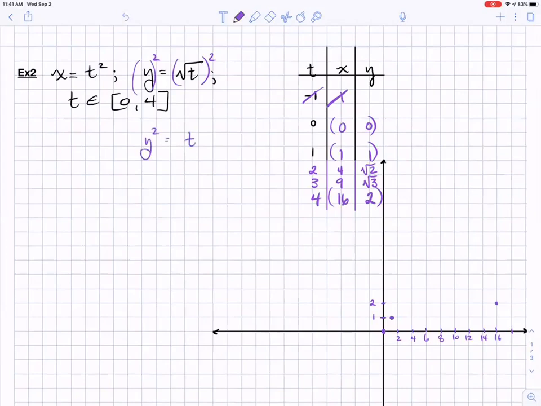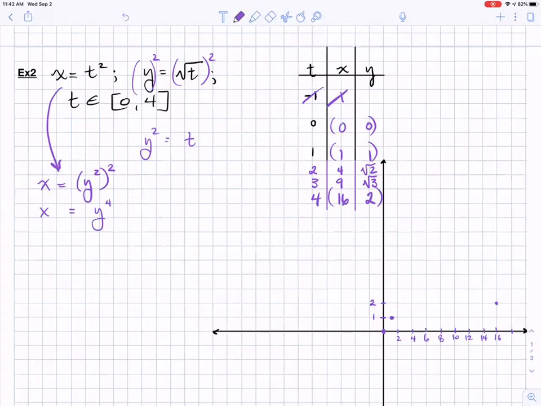And what will you do with that? You'll plug it into the other equation. So this will be x equals, okay, I'm not going to write a t. What am I going to write? Y squared. And what will I do with that y squared? Square it. So this is the same thing as x equals y to the 4th.